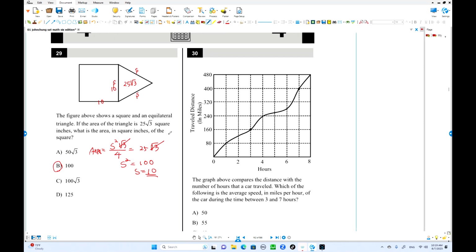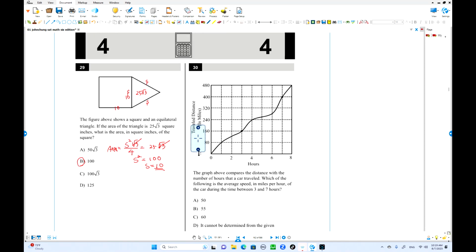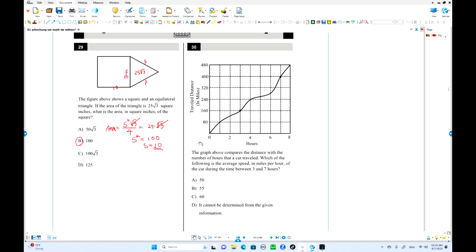Right, this is number 30 over here. So we're going to find the average speed, okay? From 3 to 7 hours. Here is a 3, here is a 3, here is a 7. From here to here, right? So we're going to make a secant. The slope of this secant is called what? Average speed, by definition.